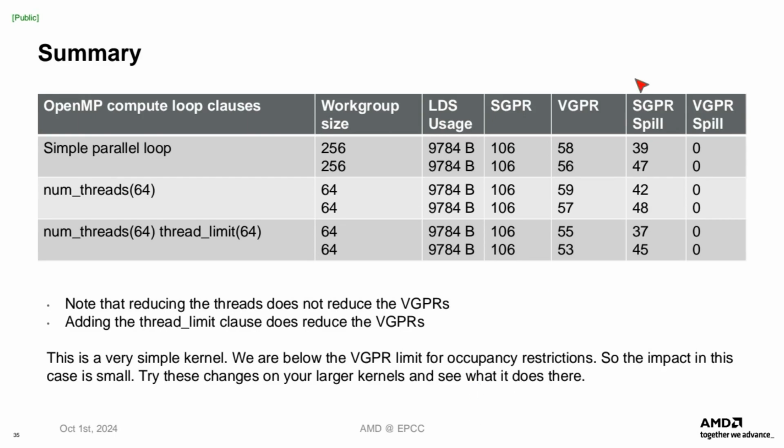I mean, this example is very simple, so performance-wise it won't make a big difference, but you see, there really are some changes in the number of registers by using thread limit that don't happen if you just set num threads. That's basically the message that I wanted to convey here.